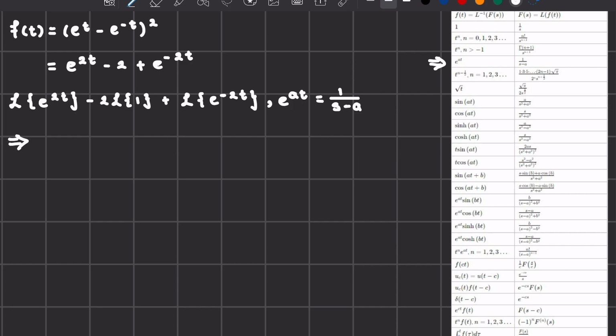So 1 over s minus a, we can see here, is 1 over s minus 2, minus 2 times the Laplace of 1, which is 2 times 1 over s, which is just 2 over s. And then we have Laplace of e to the negative 2t, which is just 1 over s plus 2. And so this is our final answer of solving this equation by the table of Laplace transform.